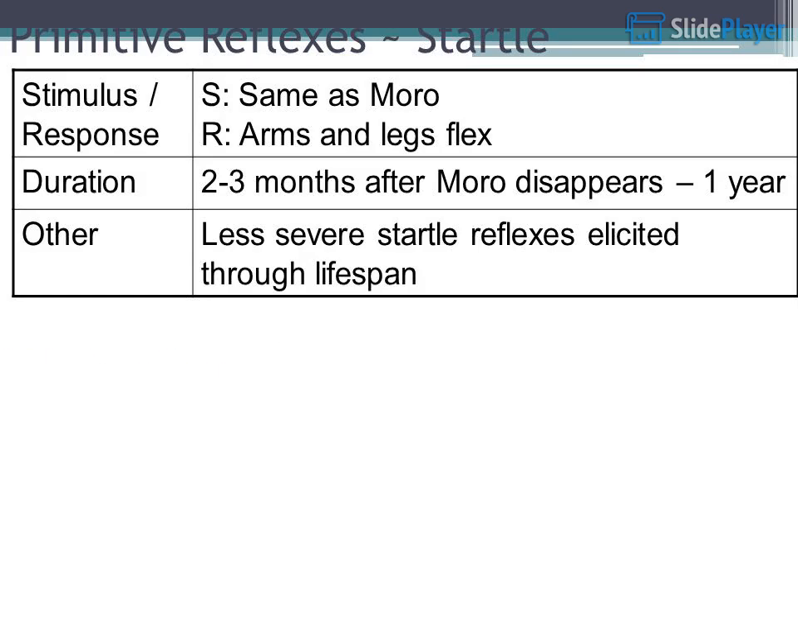Stimulus, response. Stimulus same as Moro. Response: arms and legs flex. Duration: 2 to 3 months after Moro disappears, 1 year. Other: less severe startle reflexes are elicited through the lifespan.